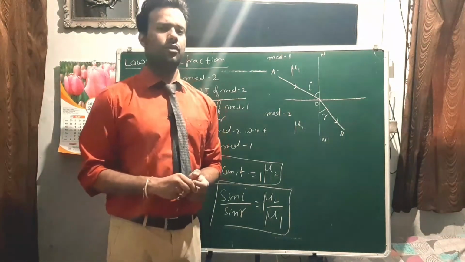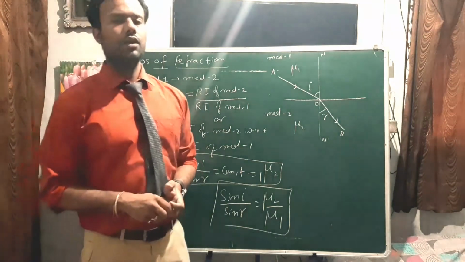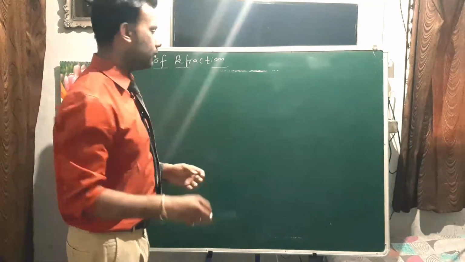Some students get confused about how to write 1 mu 2 or 2 mu 1. So let's quickly talk about this. Okay, let's see. Let's take two examples.